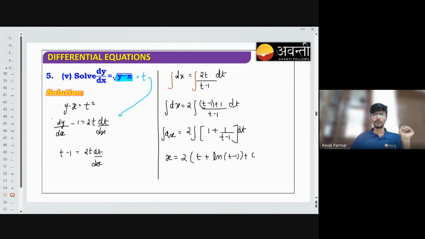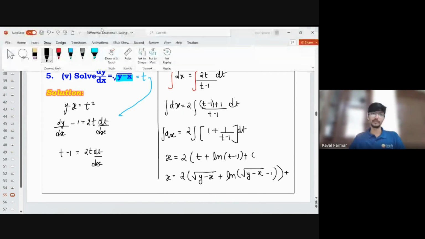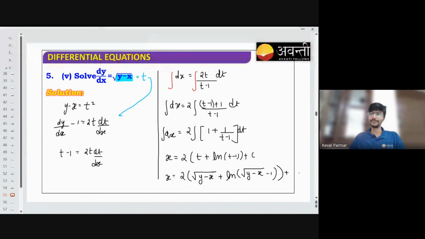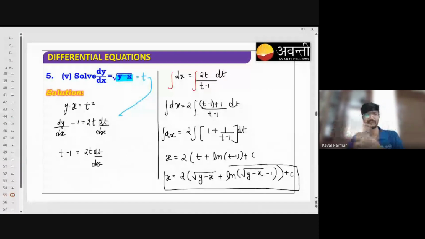Resubstitute. What was t? T was under root of y minus x. So I'll get x equals 2 times under root of y minus x plus ln of under root of y minus x minus 1, plus c. The answer looks horrible, but what can we do? It is the answer. Got it? We cannot simplify any further. So this will be the same answer you will get in the options.